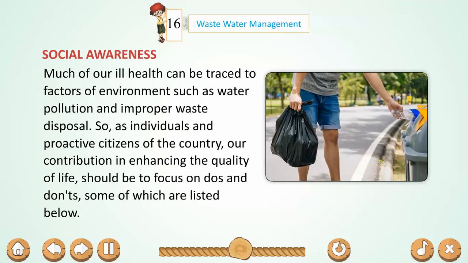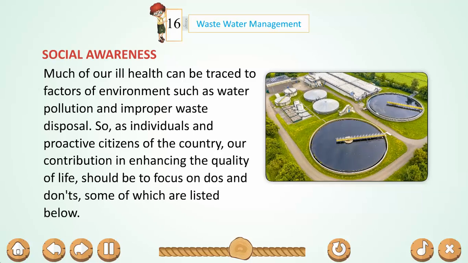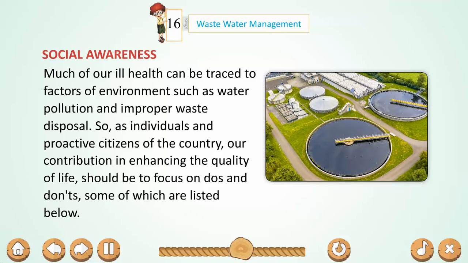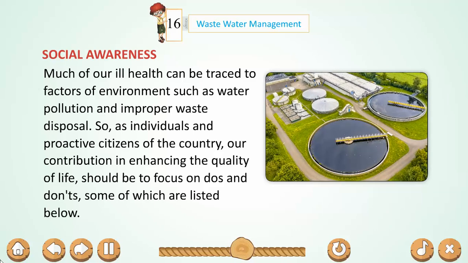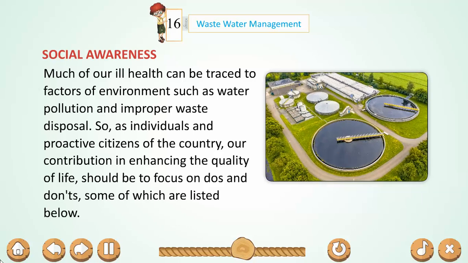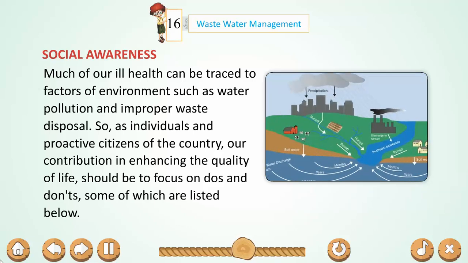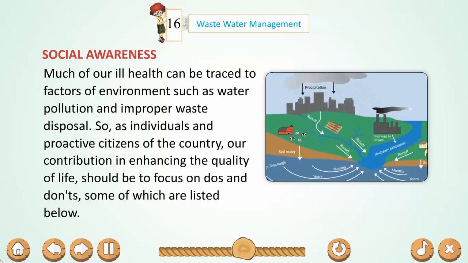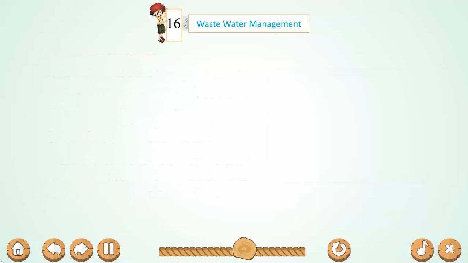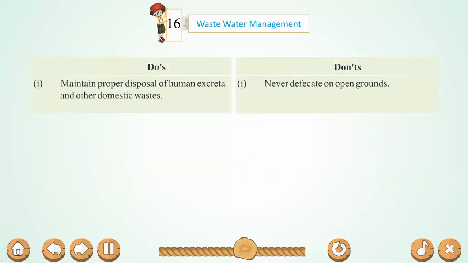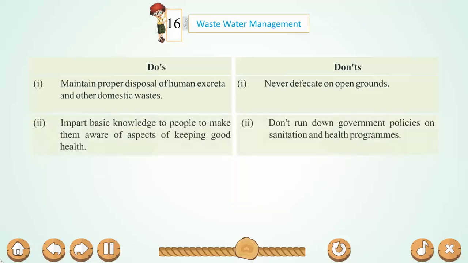Much of our ill health can be traced to factors of the environment such as water pollution and improper waste disposal. So, as individuals and proactive citizens of a country, our contribution in enhancing the quality of life should be to focus on do's and don'ts, some of which are listed below. Maintain proper disposal of human excreta and other domestic waste. Never defecate on open grounds.